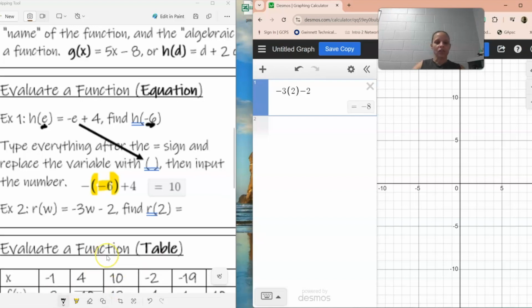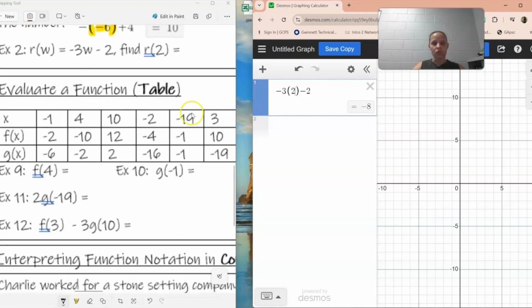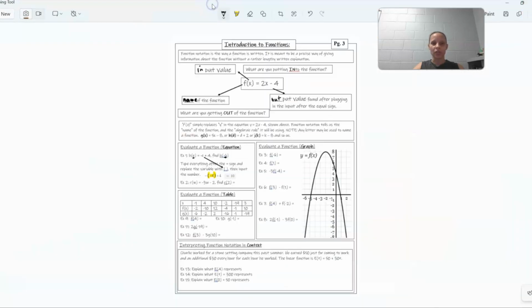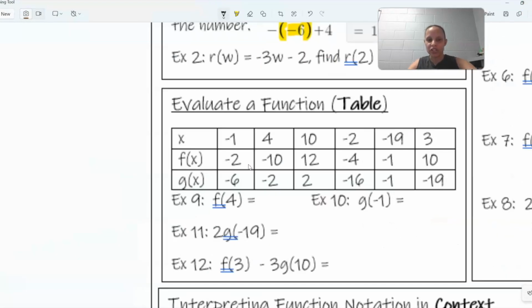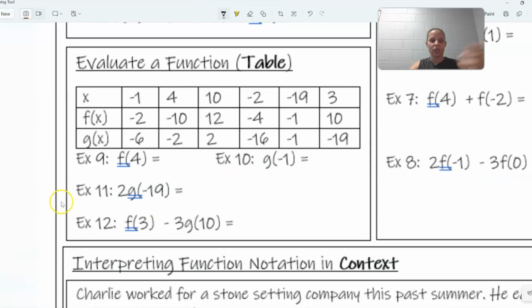All right, let's take a look at how to evaluate it from a table. So actually with a table, you do not need to put it in the calculator. You're literally just looking at it. So it's asking you, if your function is f, do you look at g? No. So be very, very careful. A lot of this is just paying attention. So f means I look at f. So these are my f function values.